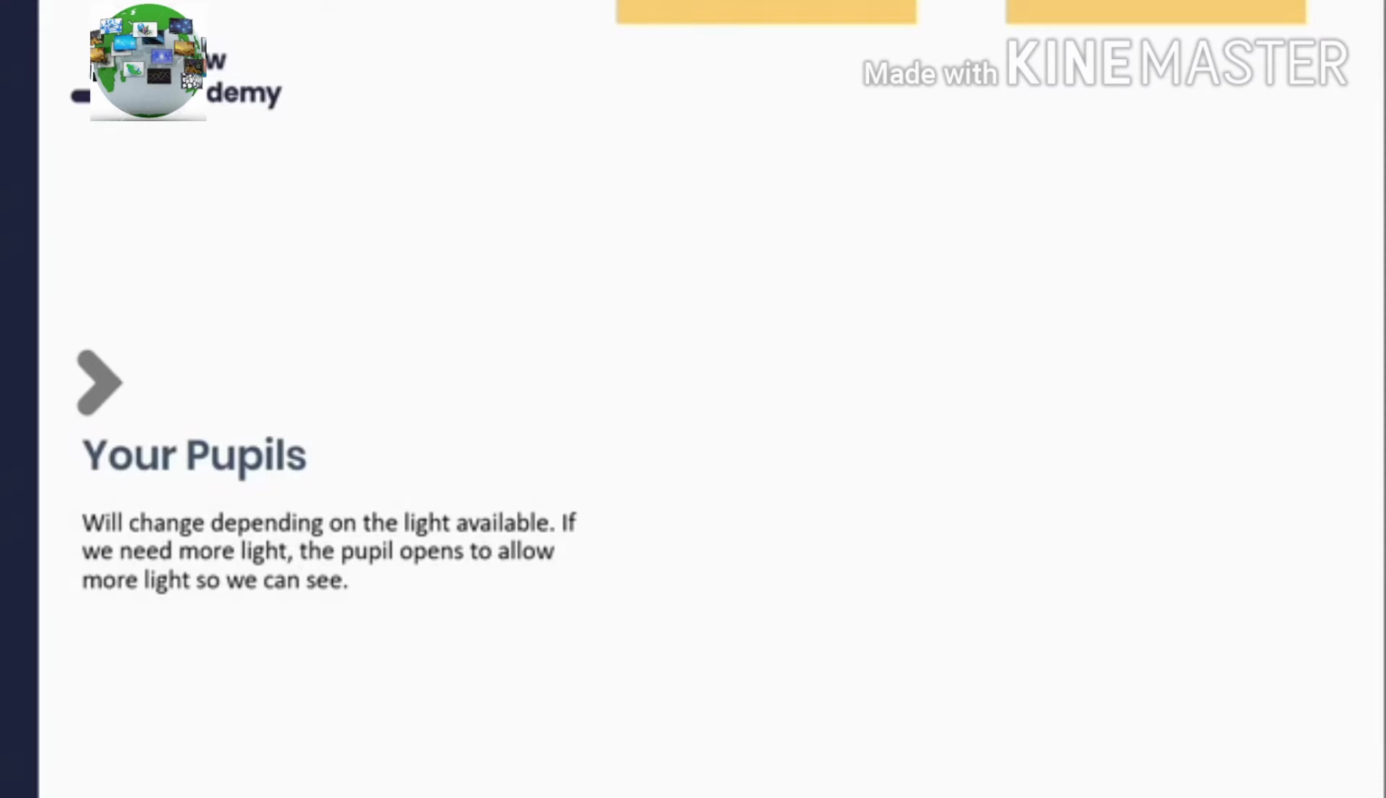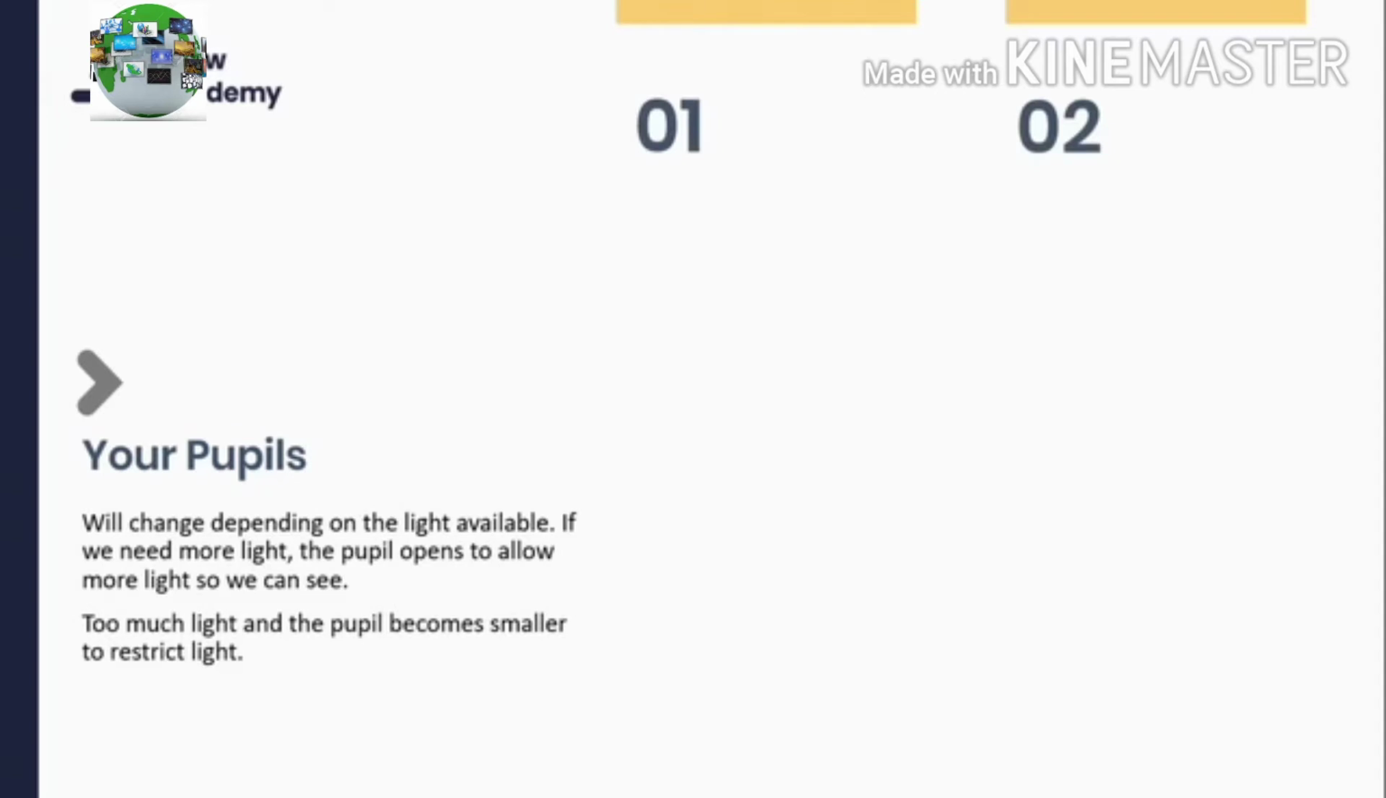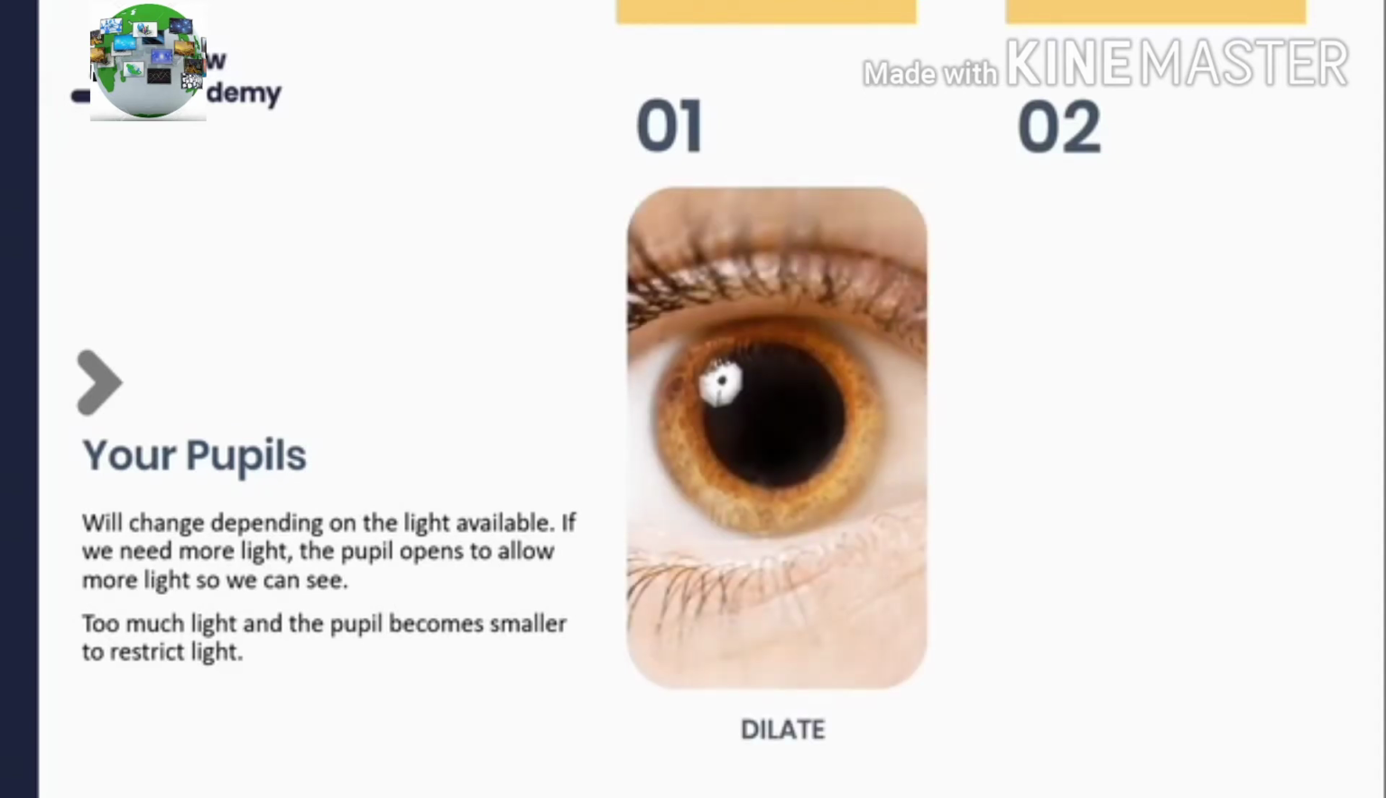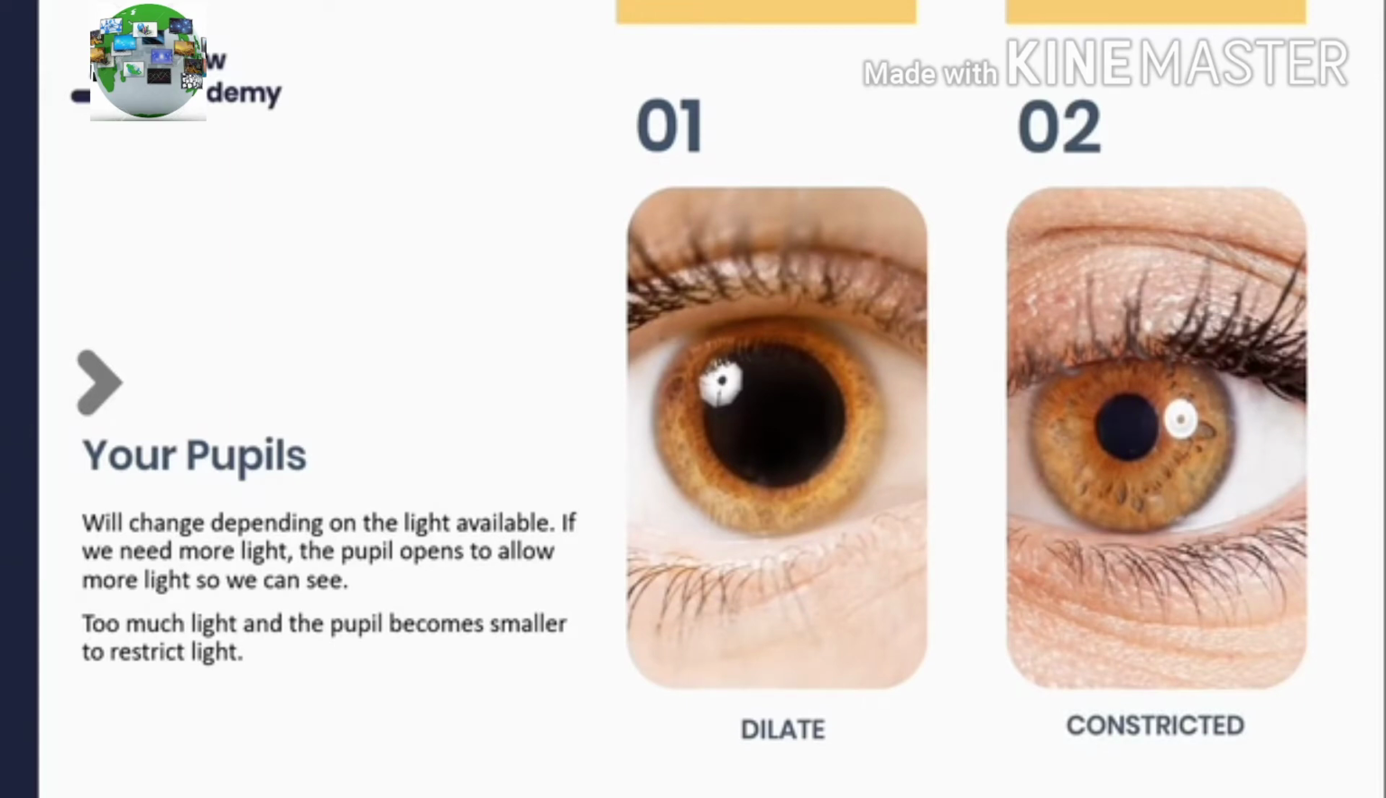Now, looking into aperture a little bit more, everything to do with lenses works the exact same way as our eyes. When we speak about our eyes, if we think about the pupils in particular, our pupils will change depending on the light available. If we need more light, our pupils get wider. If we need less light, our pupils constrict. We know this as dilation and constriction.